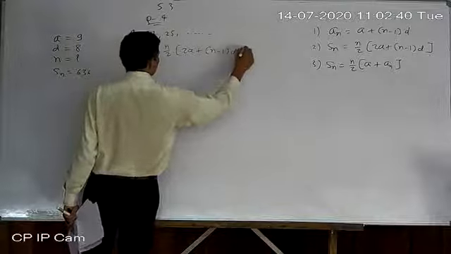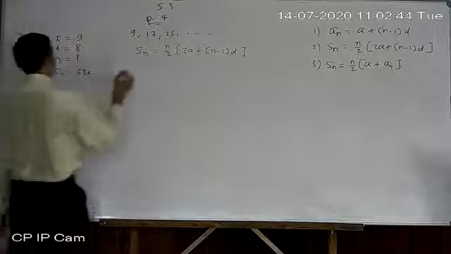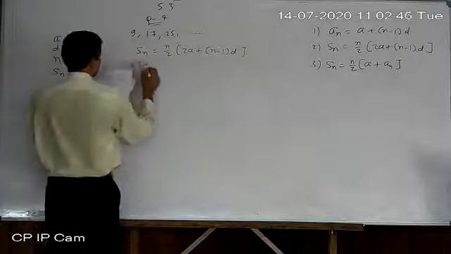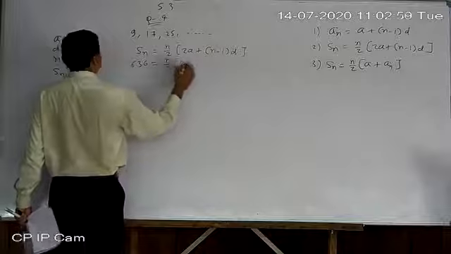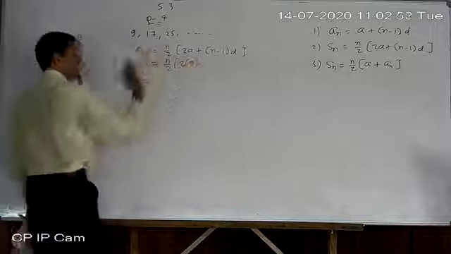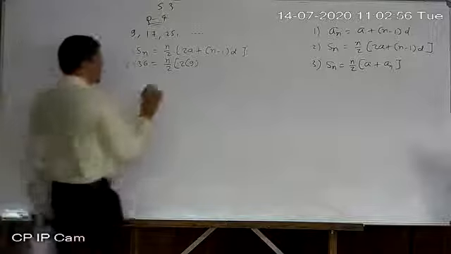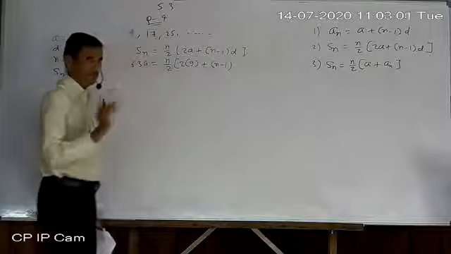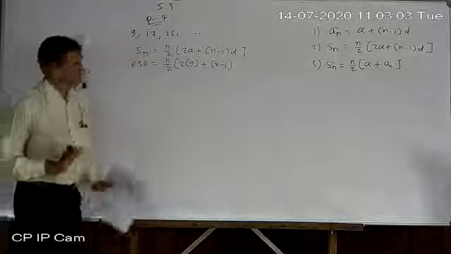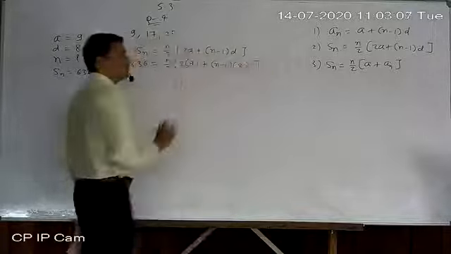and place all the values you have. Sn is given as 636. n itself is not given. a is 9, because f is given, and f given means you are given a and d both. Plus n is not given, so the (n − 1) bracket remains the same. d is 8. Okay, so I just place all the values.